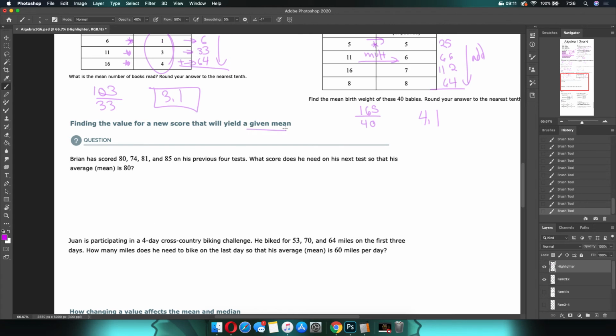We're trying to get a mean value. So we're told that our mean, our final answer, is going to be 80. We know that there are 4 tests, so we're dividing by 4. So here's, wait, 4 tests. What score does he need on his next test? So it's not 4, it's 5. Silly Miss Dubois, wasn't reading. So how do we do this? We add it up. 80 plus 74 plus 81 plus 85 plus x, because there's our what score. Our what score is going to be our x.